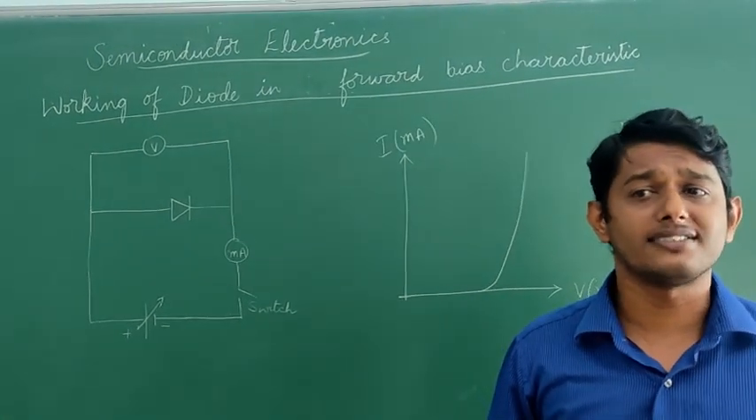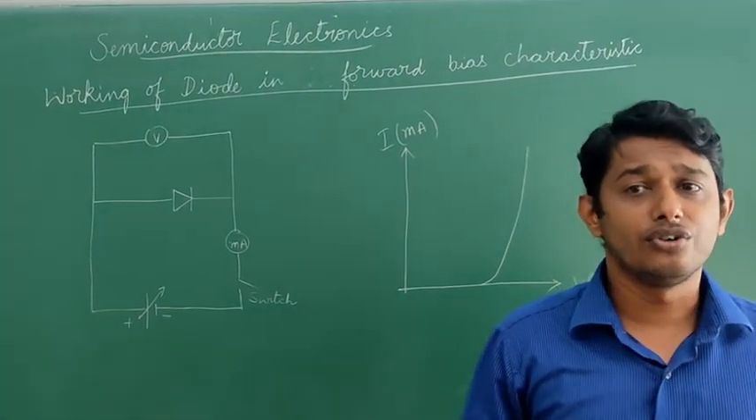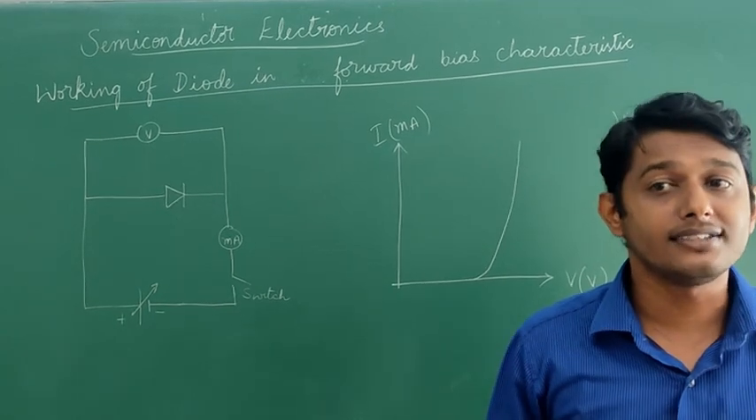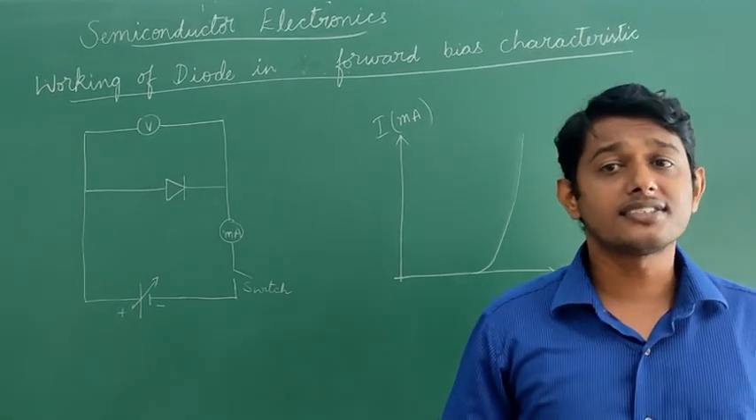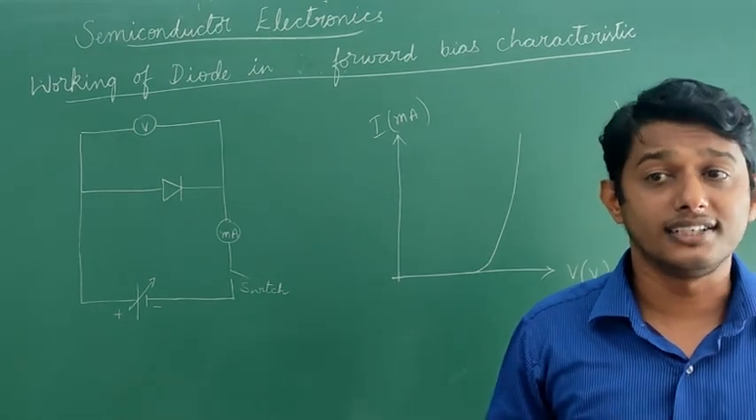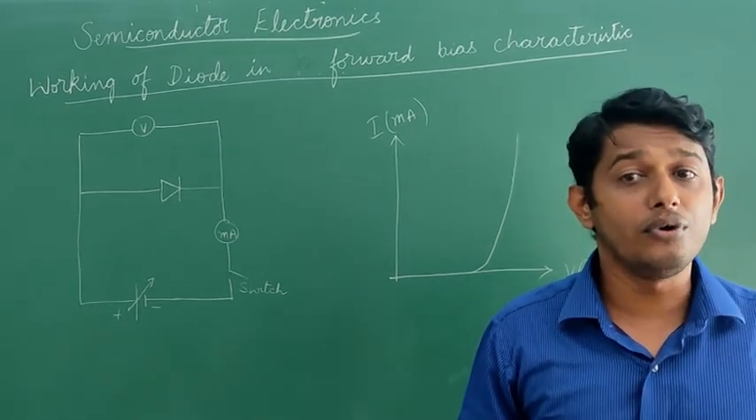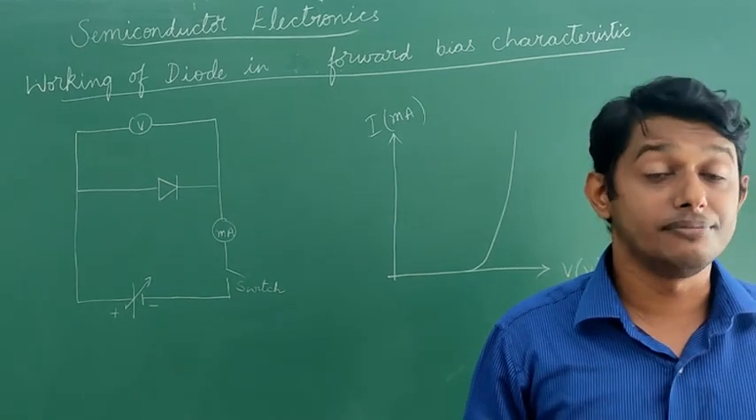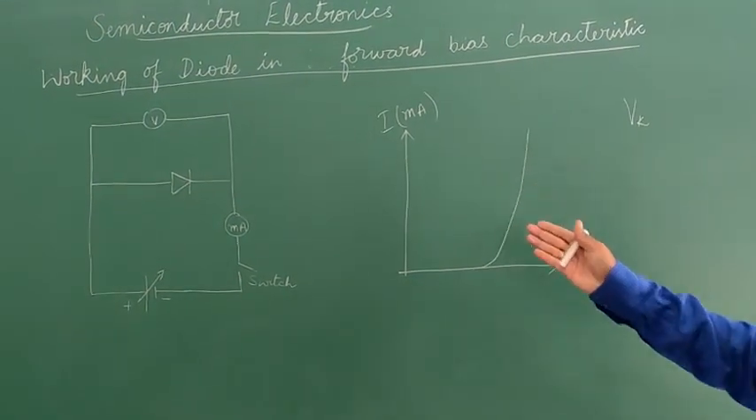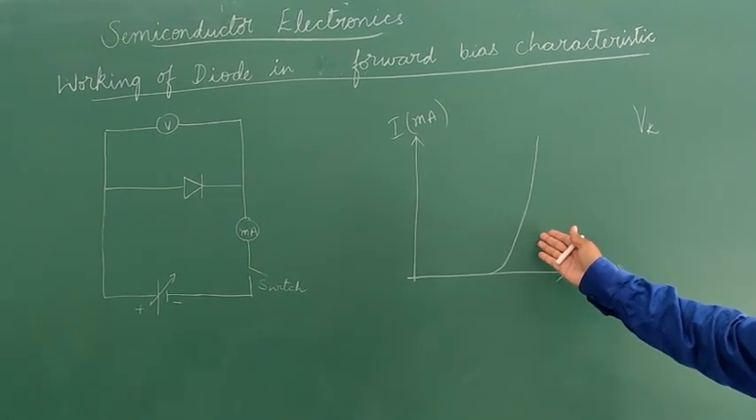During forward bias, the diode conducts the current to flow through it. The graph of forward current versus forward voltage is called the forward bias characteristic. That is here. So this is the current and voltage graph, which comes like this.